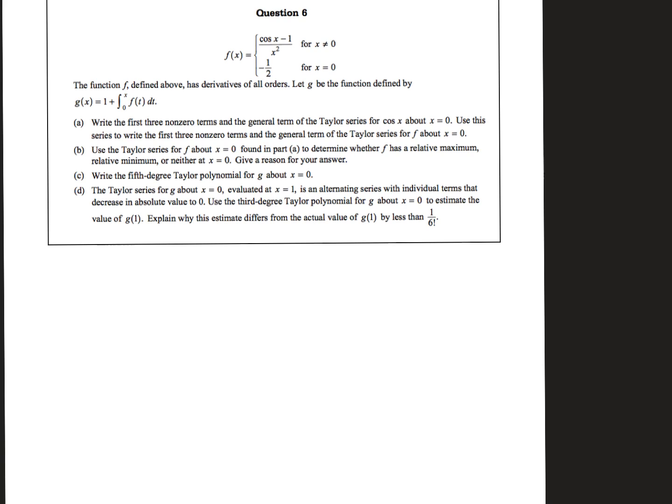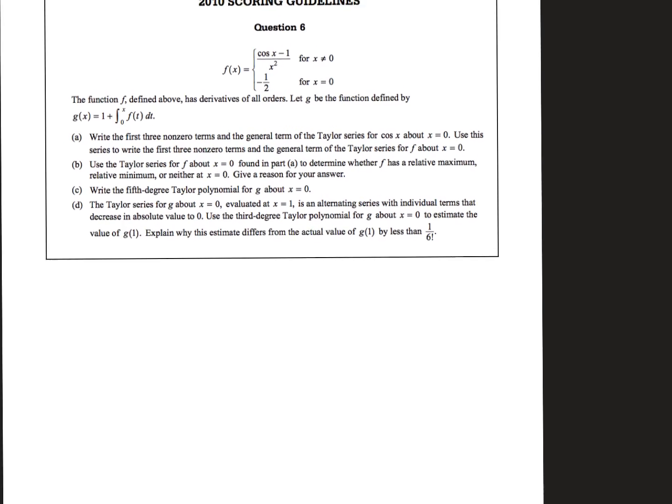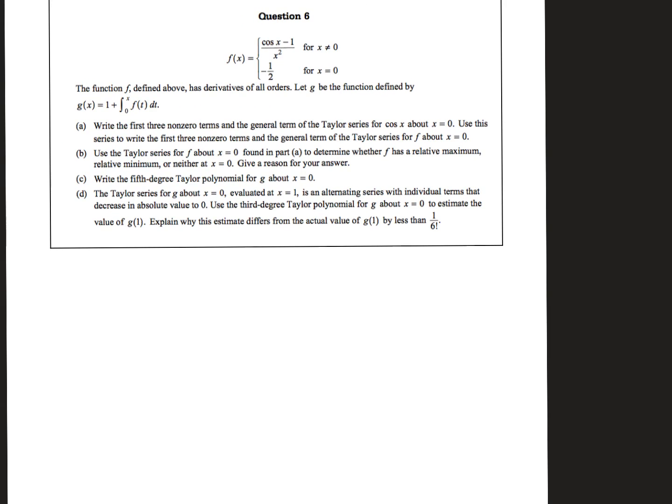Write the first 3 non-zero terms and the general term for the Taylor series for cosine at 0. So cosine is an even function. So if you need to build it, you say, okay, I got cosine, then negative sine, and then negative cosine, and then sine, and then back to cosine. When I plug in 0, it's 1, 0, negative 1, 0, 1.